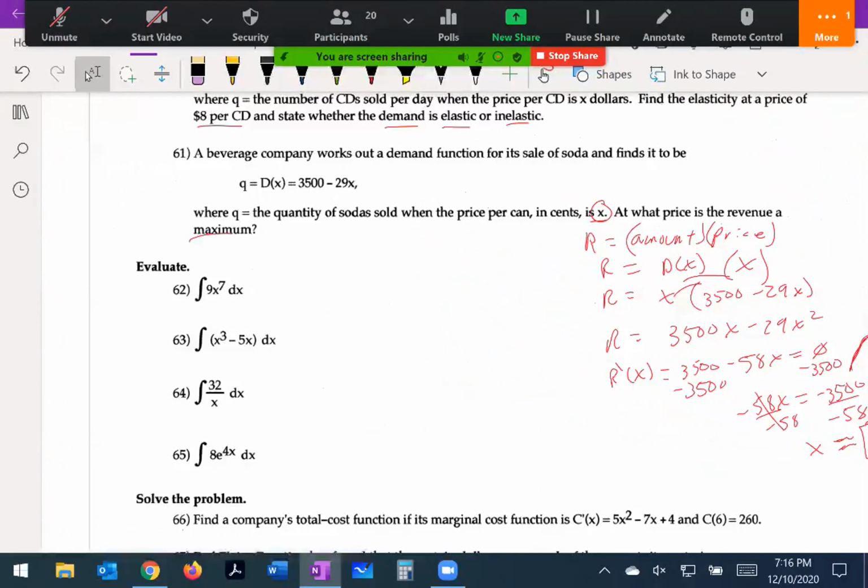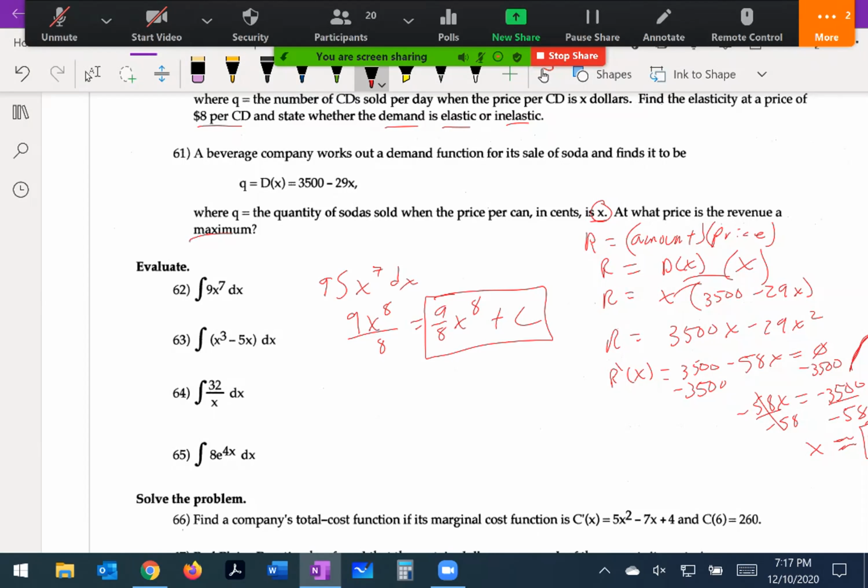Okay, and then 62 says evaluate this one. So I'm going to pull the 9 out, and then we do x to the 7th dx. Raise the x to the 7th to the 8th, x to the 8th over 8, times 9, and so I just get 9/8 x to the 8th plus c. Always plus c. Oh, it was 65. Oh, okay, sorry about that. So you got a bonus one there.